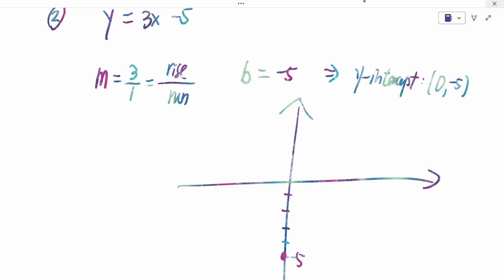So here the numerator means rise, and when it's positive, it means go up. Negative, go down. And then on the denominator, if it is positive, go to the right. If it's negative, go to the left.